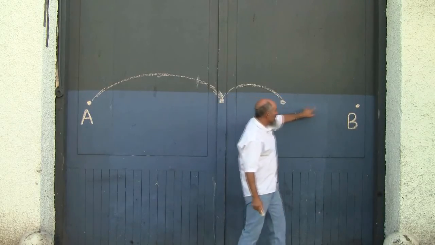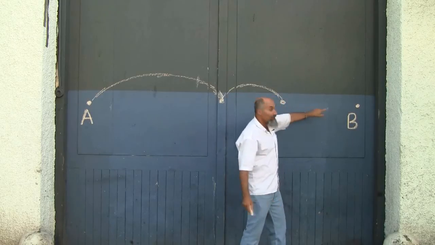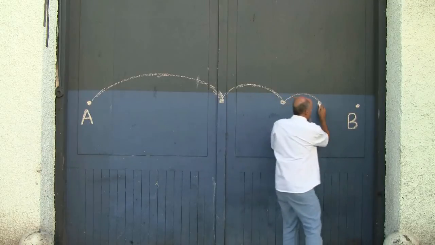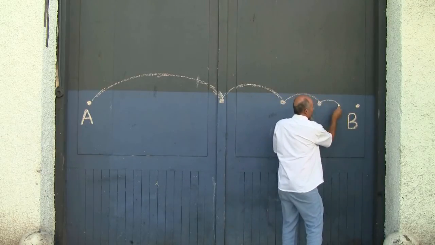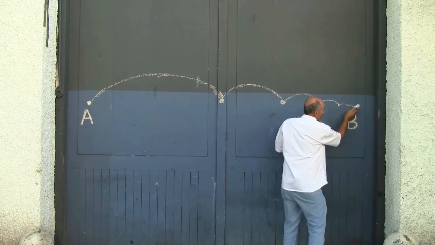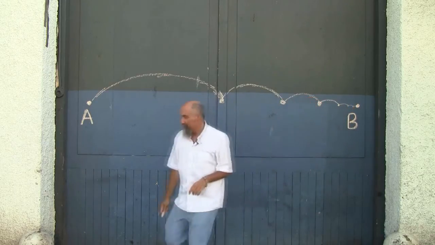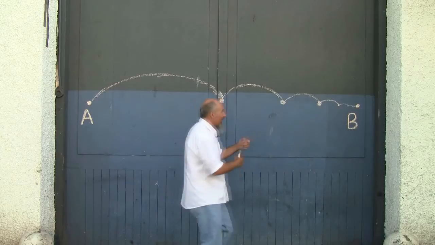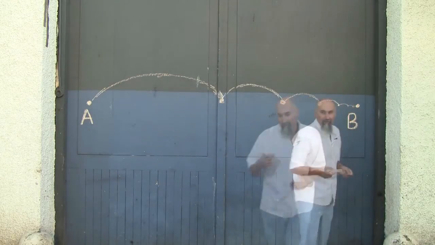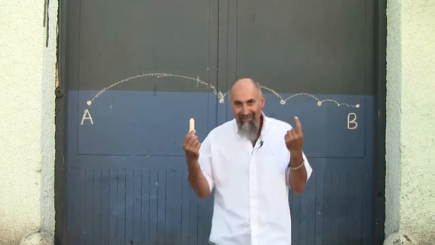And again, we're only going to go halfway between here and there, and we're going to continue this forever. Halfway, halfway, halfway, halfway. Now the kicker with this concept is that we'll never reach B. Theoretically, we'll never reach B.